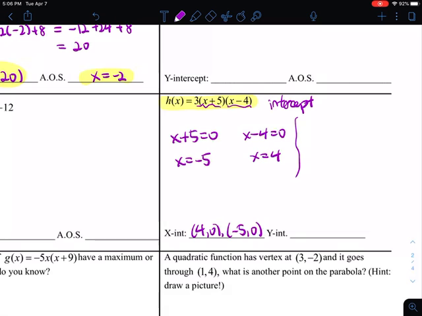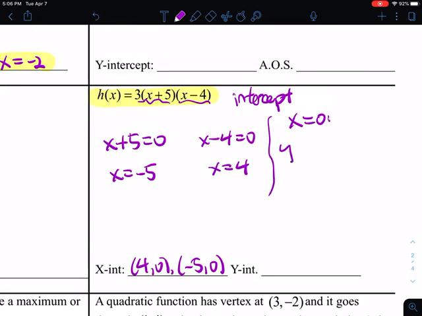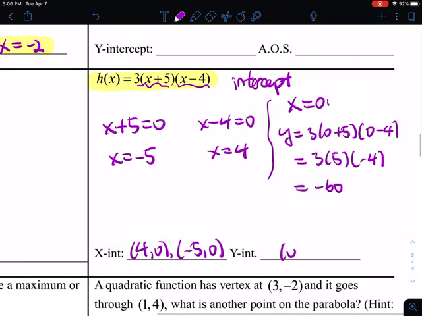And then how do we find the y-intercept? Well, that's always the same thing, right? You want to set the x value equal to 0. So then I get y equals 3 times 0 plus 5, 0 minus 4. So that's 3 times 5 times negative 4. I think that's going to be negative 60. And there it is, my y-intercept.